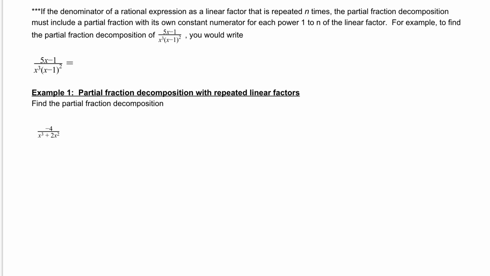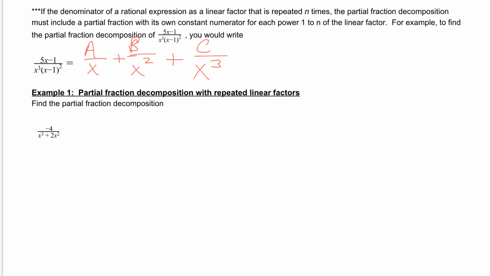So how that would be written down is we would take A over x, and then we would increase that exponent by 1 until we get to the number 3. So we would do B over x to the second. Plus C over x to the third. So because this x is repeated 3 times, we need 1, 2, and 3. If this was an x to the fourth, it would be 1, 2, 3, and 4.